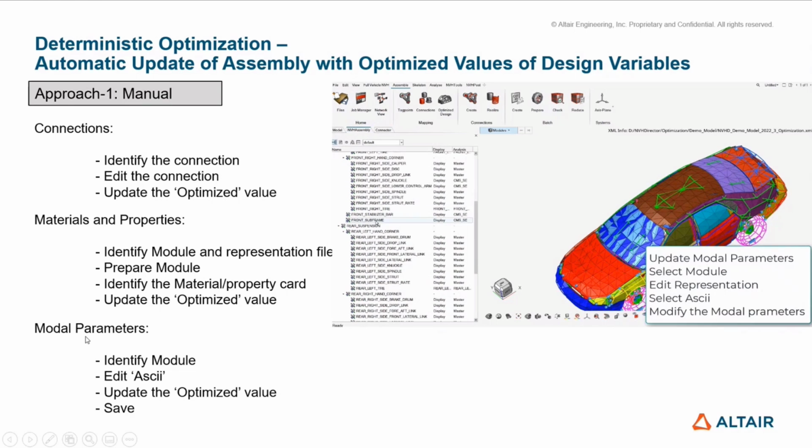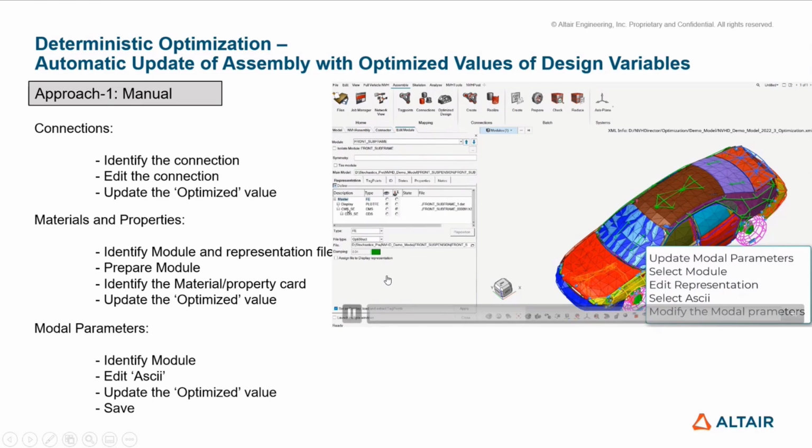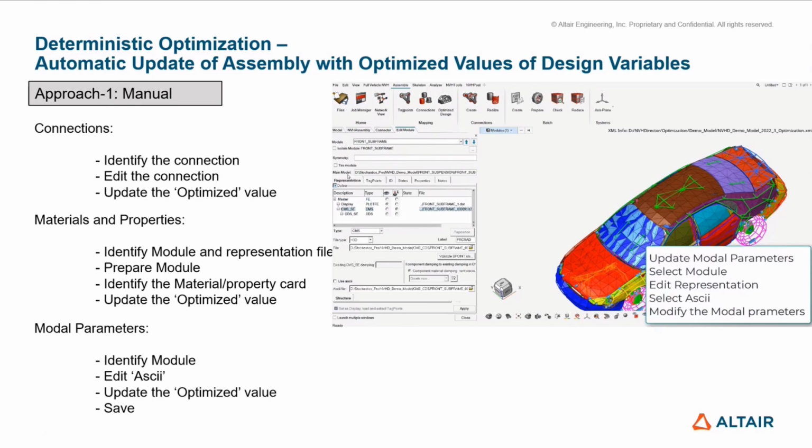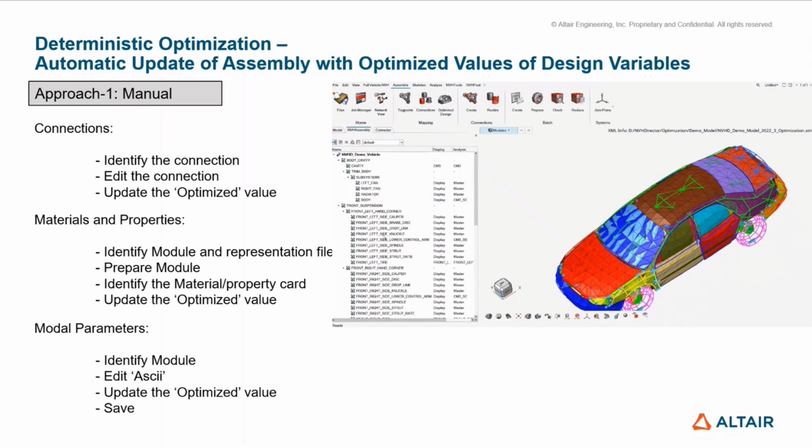Now, the next thing is about modal parameters. If you want to update the modal parameters, you have to select the module, go to the edit representation tab, select the CMS representation, and use the option of use ASCII, and change the frequency value to the optimized value. So select the modes, and here I'm changing it to the optimized value of, let us say, 80 Hertz, and the optimized value of 100 Hertz almost. So this is the way that modal parameters are updated.